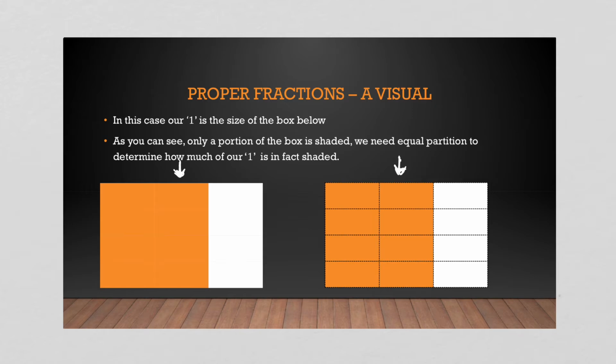You can look at this a number of different ways. Look at the total number of boxes in the grid here. There's 1, 2, 3, 4, 5, 6, 7, 8, 9, 10, 11, 12. So you've broken 1 into 12. And then all you're looking at is, how many are filled in? Well, 1, 2, 3, 4, 5, 6, 7, 8.